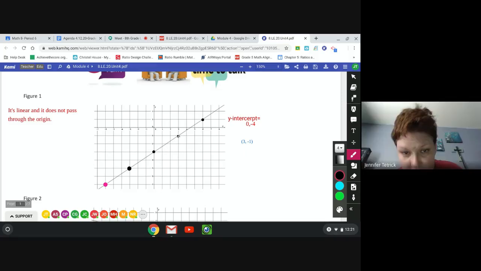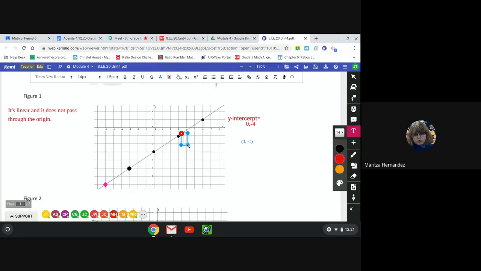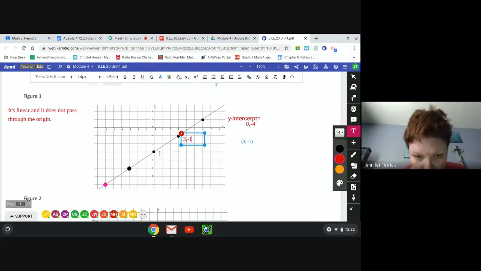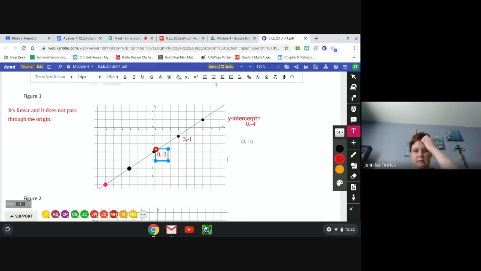Yeah. Okay, so what is this point right here? You pick, what's this point? 3, -1. -1, okay. And then what is this point? 0, -3. And what could we do with these points? Using our notes, what could we do to find the slope?